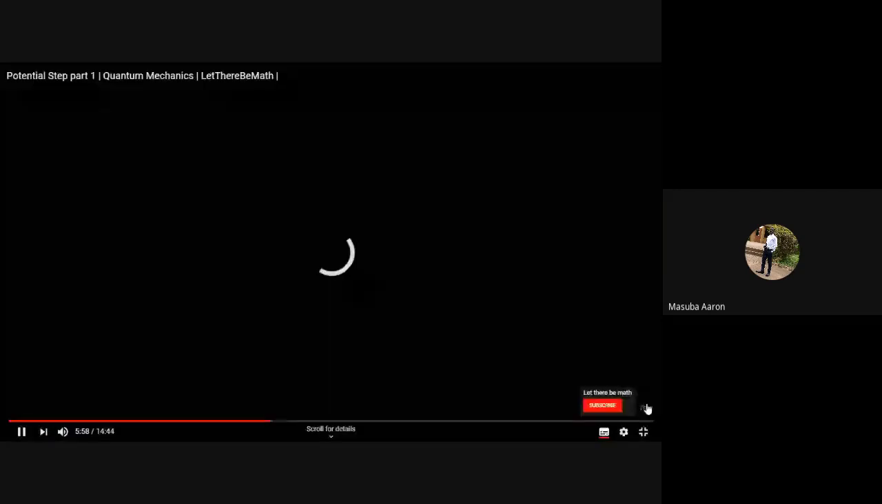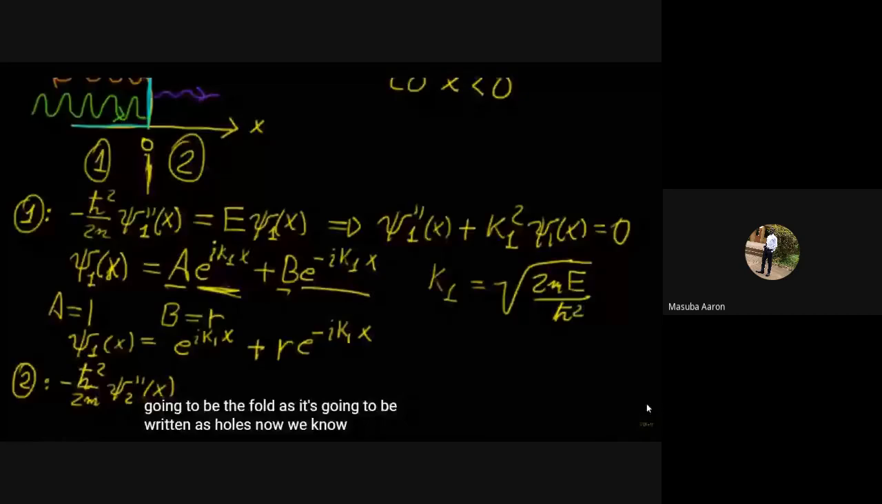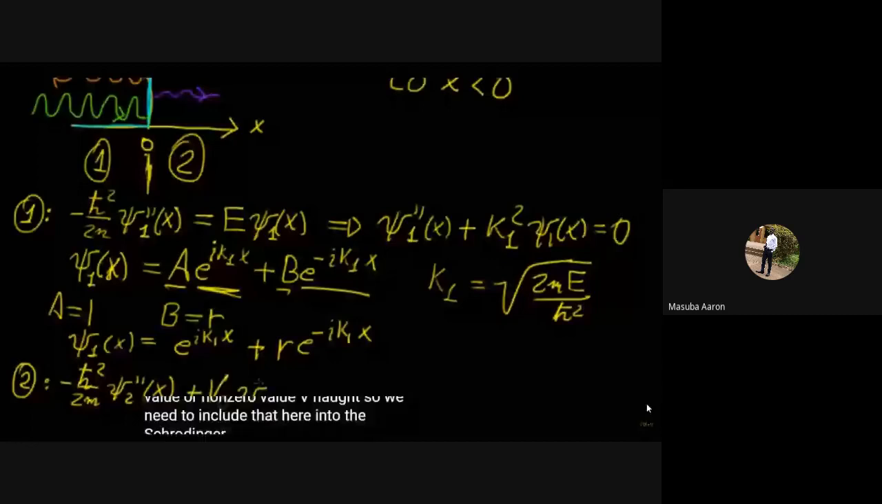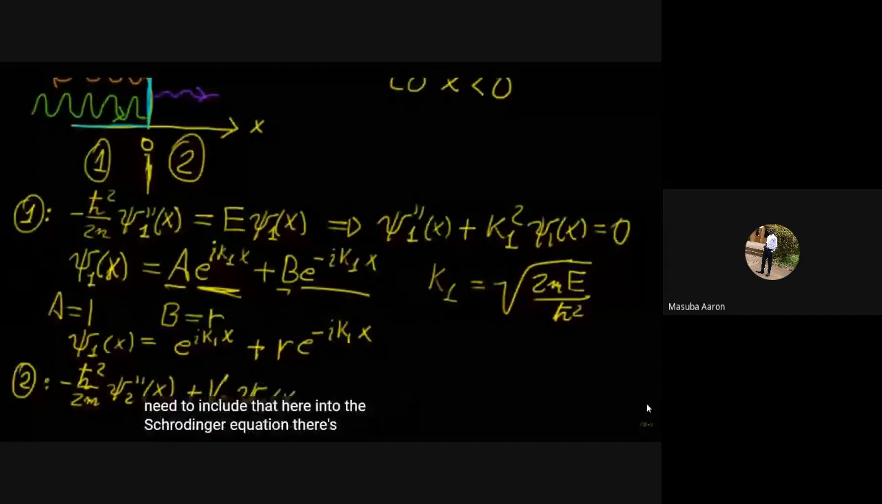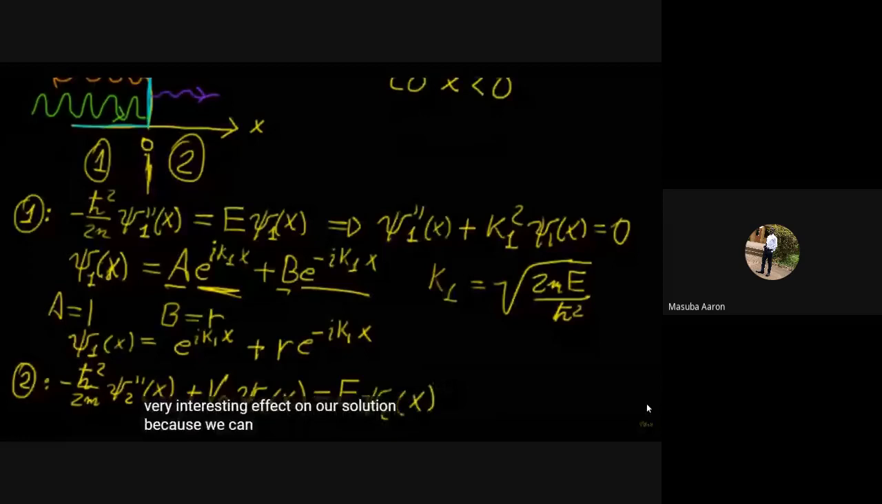Now we know potential is going to have a finite value, a non-zero value of V naught. So we need to include that here into the Schrödinger equation. There's just no way around it. And this is going to have a very interesting effect on our solution. Because we can essentially write this in the following way.